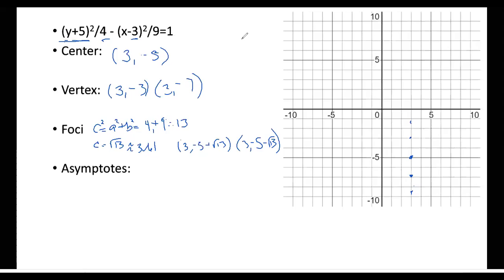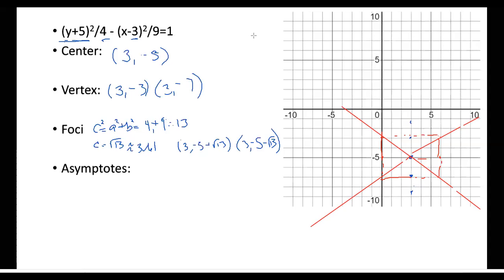To draw our asymptotes, we're going to form our box, and our box is 2 in our y direction, 3 in our x direction, because the square root of 9 is 3. So we're going to go from our center over 3, over 3, and this becomes our box for our asymptotes. I'm going to draw them again, like I said in the previous video. They should technically be dotted lines when you draw them. But they go through the center and through the corners of those boxes.